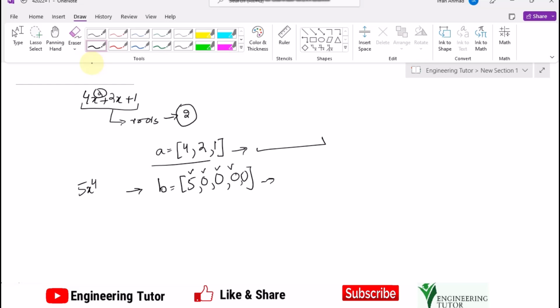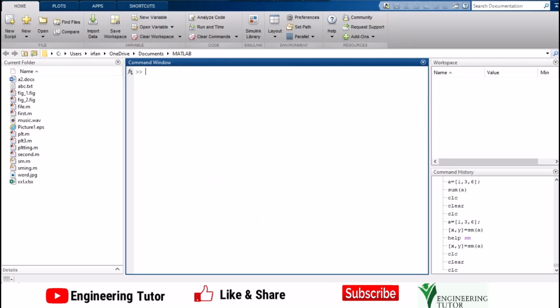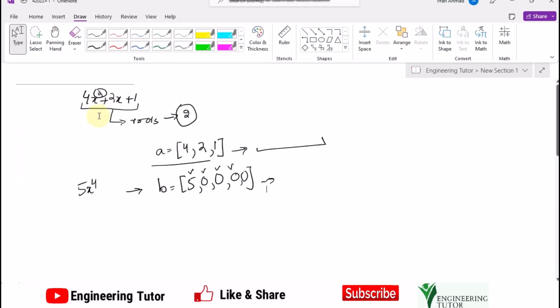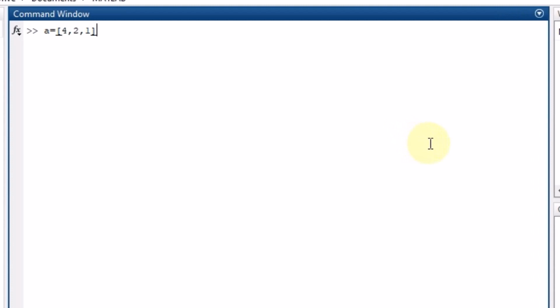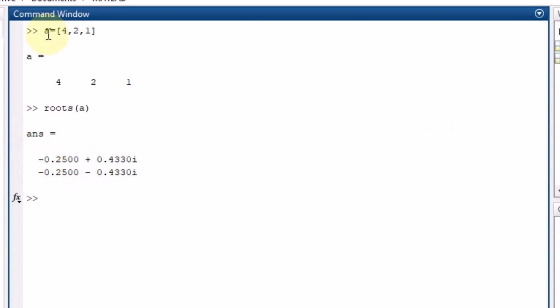So what are those functions? Let me go to the MATLAB command window and write here my first vector as a equal to, what was that? That was basically 4, 2, 1, and this is basically the equation 4x square plus 2x plus 1. So that is 4 comma 2 comma 1. This is my vector here, and in order to find the solution of it, we have the function here, and that is roots. Writing it here, it will give me the roots, and we can very easily see that in this equation the roots are basically complex.